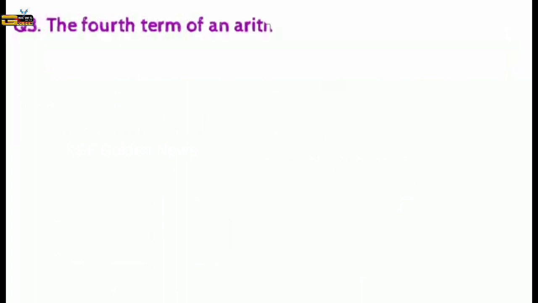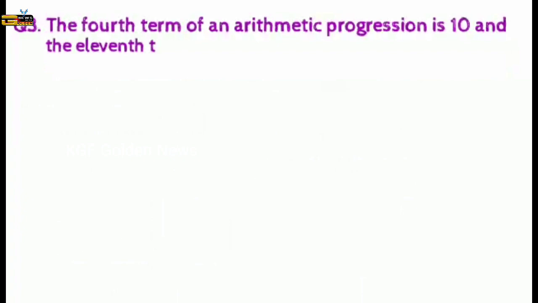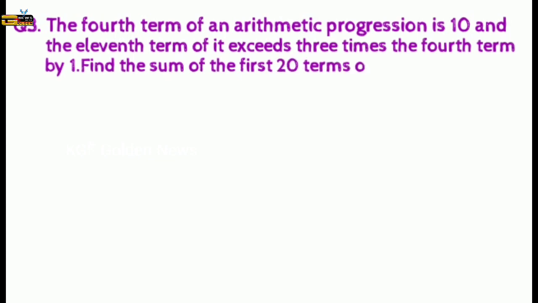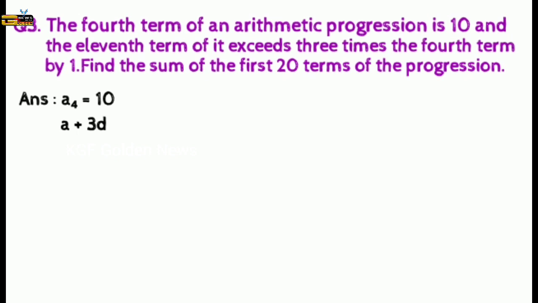Problem number 3. The fourth term of an arithmetic progression is 10 and the 11th term of it exceeds 3 times the fourth term by 1. Find the sum of the first 20 terms of the progression. The answer: A4 equals 10. A4 is given by A plus 3D, which equals 10. Consider this as equation number 1.